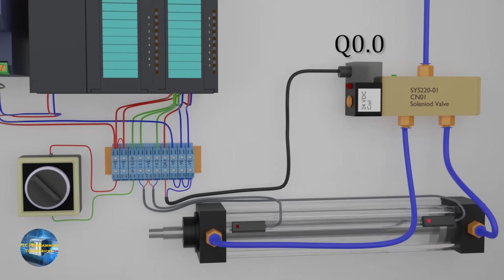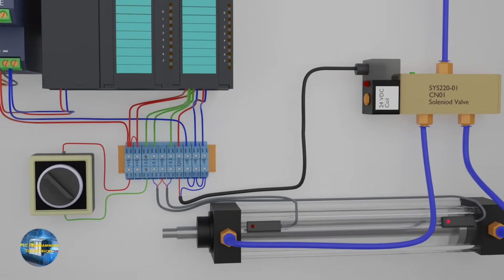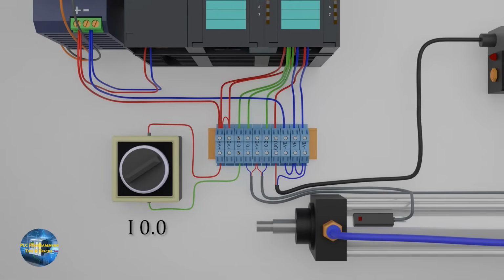Whenever the piston is at the back position, the back reed switch will send a signal to the I0.1 PLC input. Whenever the cylinder shaft moves forward and its piston reaches in front of the forward reed switch, the forward reed switch will send a signal at I0.2 input of the PLC. We have a selector switch connected at the I0.0 input of the PLC to start the process.